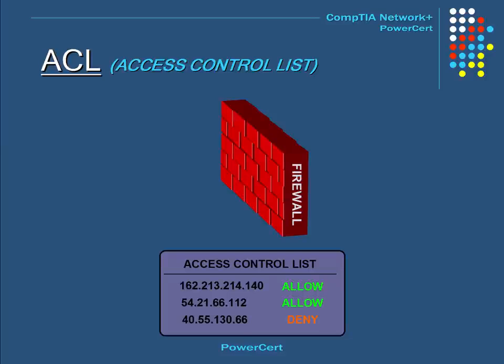So as an example, here we have a very simplified ACL with a list of IP addresses that have been allowed or denied on this firewall. So if this IP address tried to get into this network, the firewall will deny it because of the rules that are set in the ACL. But these other IP addresses are granted access because the ACL allows them.